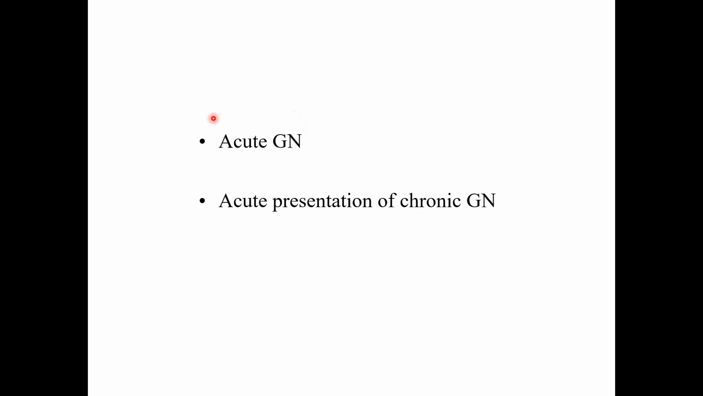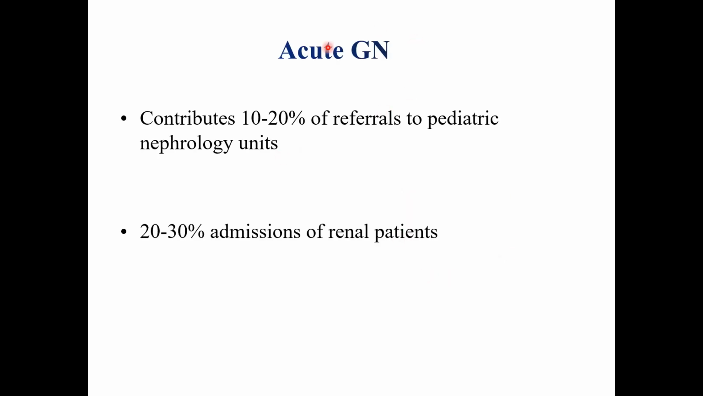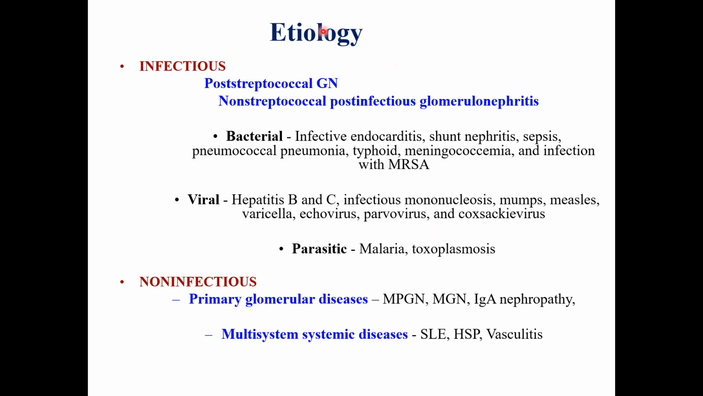So what are the causes of acute nephritic syndrome in the pediatric age group? One is acute glomerulonephritis, or secondly, it could be an acute presentation of a chronic glomerulonephritis like hepatitis B or hepatitis C mediated disease, lupus nephritis, or IgA nephropathy. Acute GN contributes to roughly 10 to 20% of all referrals to pediatric nephrology units, and is the cause of 20 to 30% of admissions of renal patients in the pediatric nephrology unit. In almost 85 to 90% of the time, the etiology of acute glomerulonephritis is post-streptococcal.